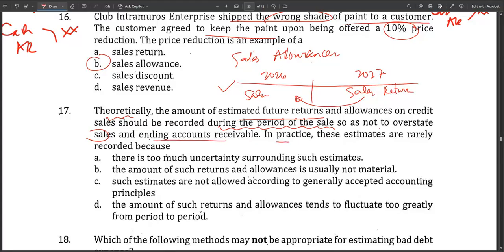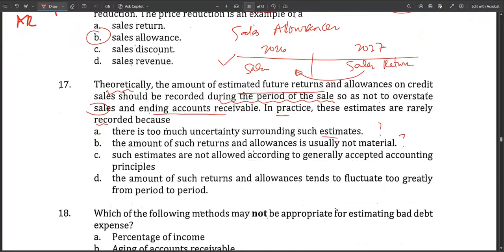So as not to overstate the sales. In practice, these estimates are rarely recorded because there's too much uncertainty surrounding such estimates. Yeah, this could be accepted. The amount of such returns and allowances is usually not material. Yes, this is also right. Such estimates are not allowed according to accepted principles? No, this is not. The amount of such returns and allowances tends to fluctuate too greatly from period to period? No, this is not. Okay, this is the right one, because we are always considering materiality, as we have to go back to the basic concepts of the framework.